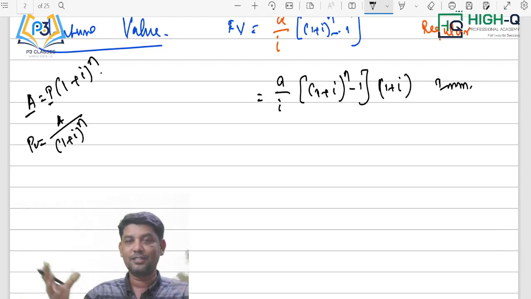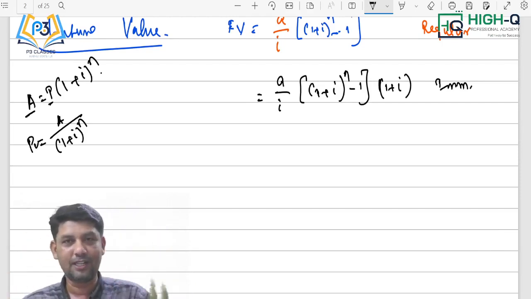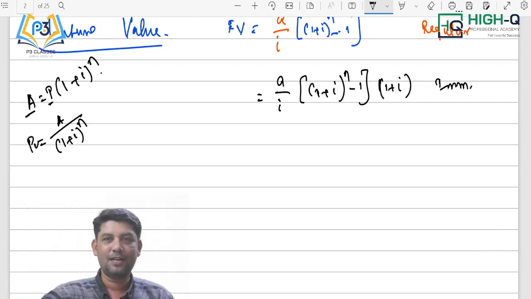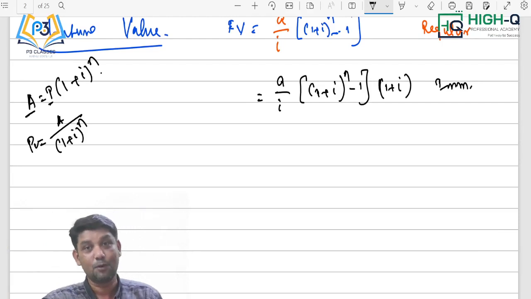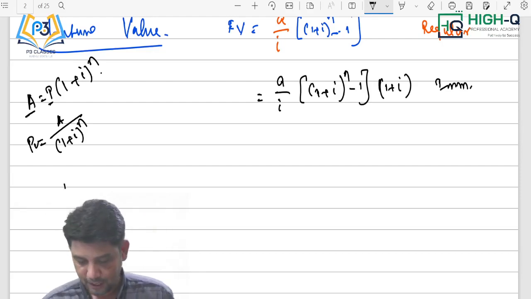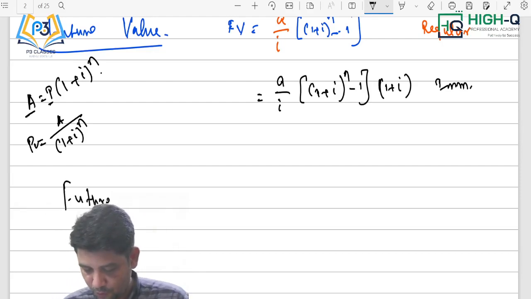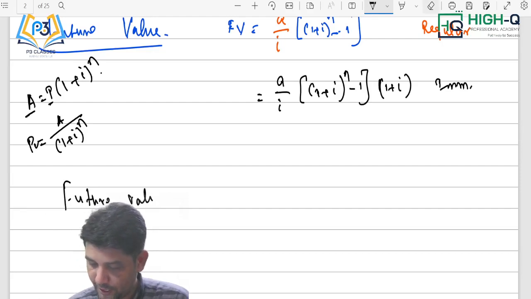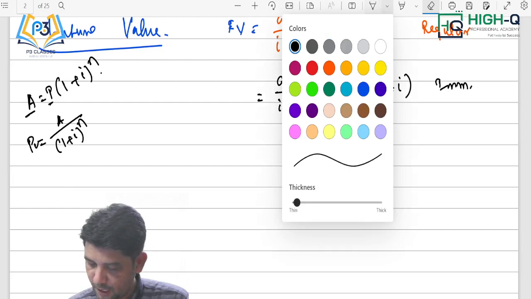Like chartered accountants and financial management people, how beautifully they approach the formula. We are not approaching in that way as a mathematics faculty. I approach mathematically: present value is amount divided by (1 + i)^n, future value divided by (1 + i)^n. Same logic you apply here. Actually, I am going to write the present value formula. What is the present value?